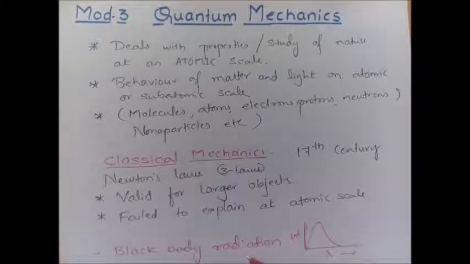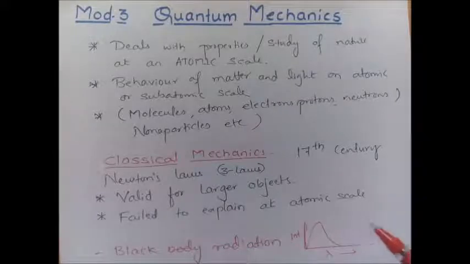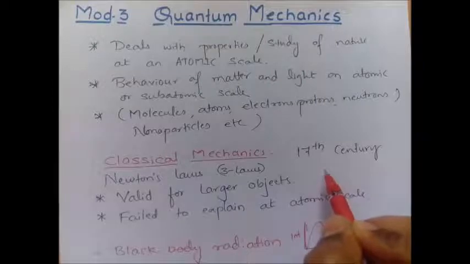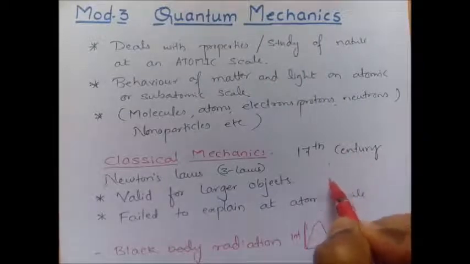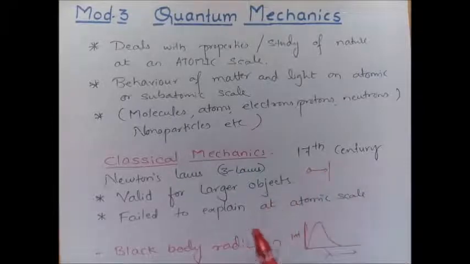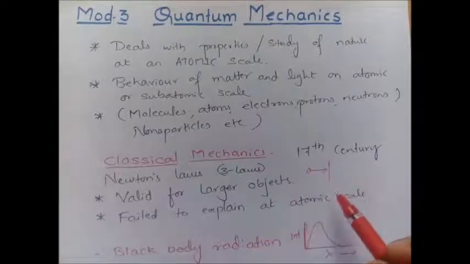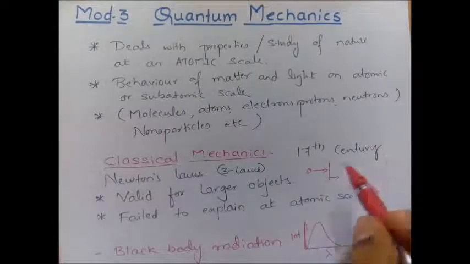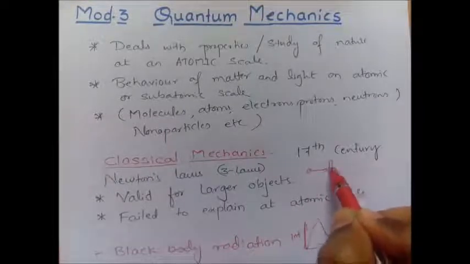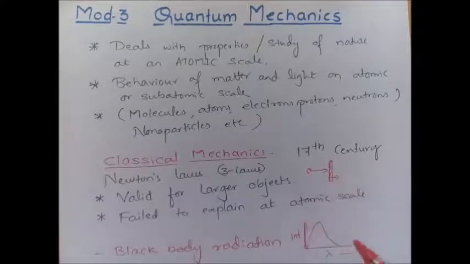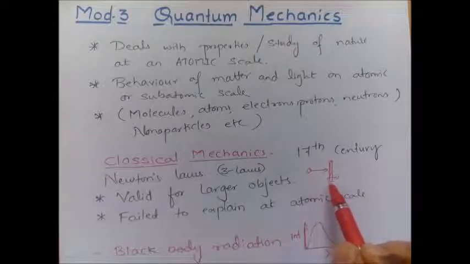For example, you know the third law: every action has an equal and opposite reaction. Let us say this is a wall, and when I hit a ball against it, the ball bounces back. This is the third law; the ball will not go to this side. It hits the wall and comes back. This will not happen to an electron.